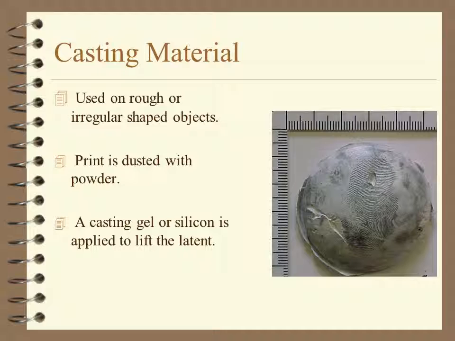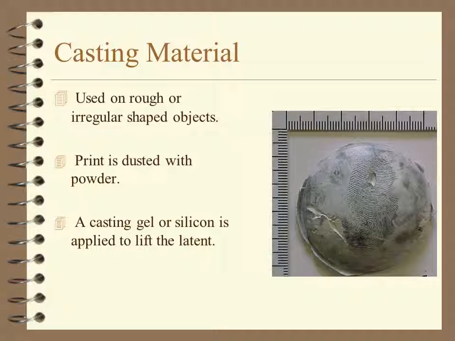Now that we've discussed alternate light sources in the crime scene realm, let's talk a little bit about casting and casting impressions. Casting material is usually used on rough or irregular shaped objects. In this particular case, we have a fingerprint that was visualized with black powder on an irregularly shaped object. The problem is, how are you going to lift that impression off of that object? The method of choice in these cases is to use some kind of casting material, such as microsil.